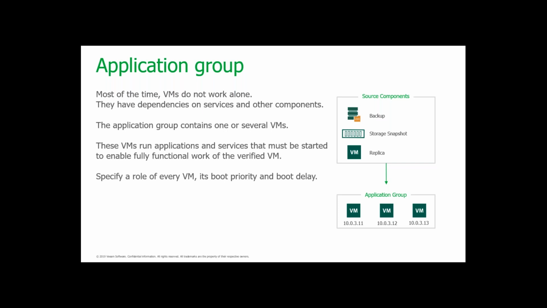The source for these virtual machines added to an application group could be a backup, a snapshot, or maybe a virtual machine replica. That's really nice. Another good thing is that you can mix them. So let's say with the example about the web server.